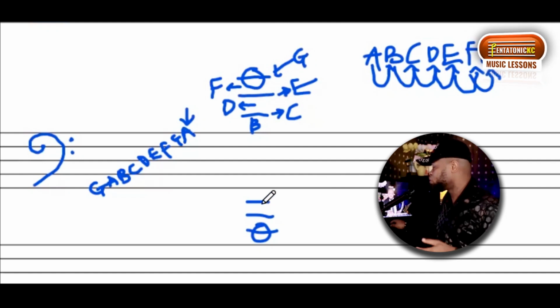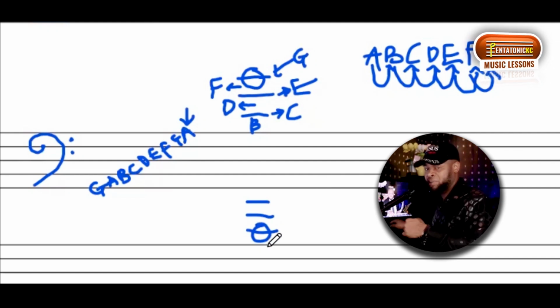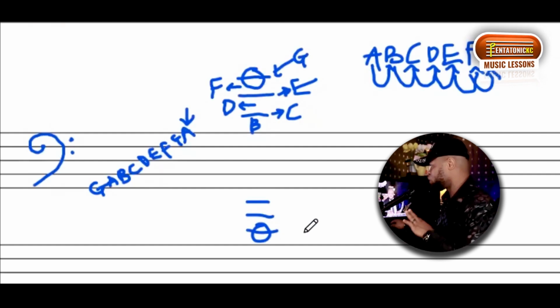So if we're trying to locate a ledger line that is below the stave, in case you've not seen the other videos that I did on how to read music on the bass clef, check the description below, because this is going to be a continuation of those videos. All right, let's jump right into it.